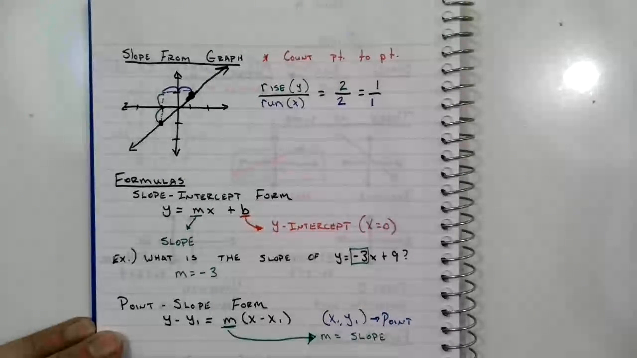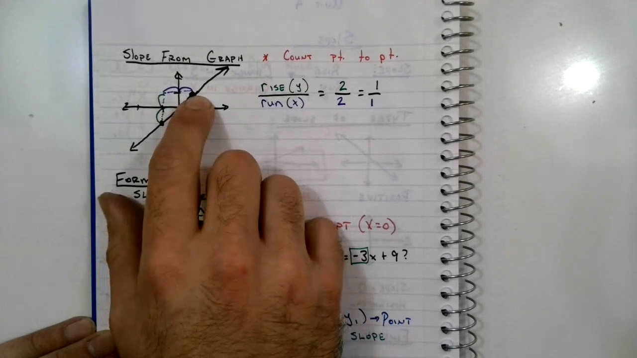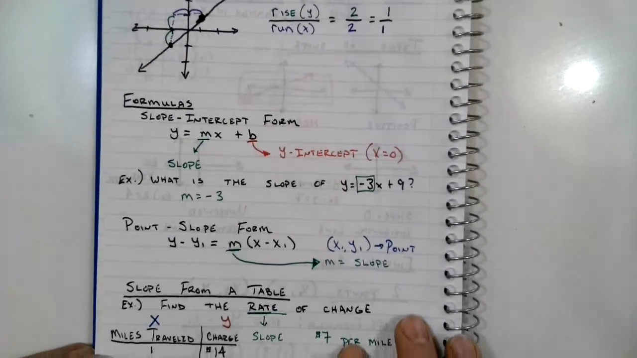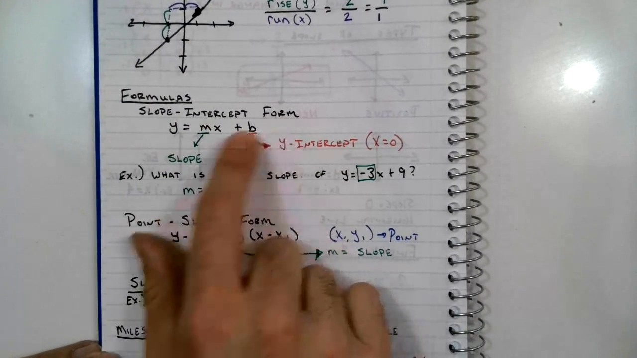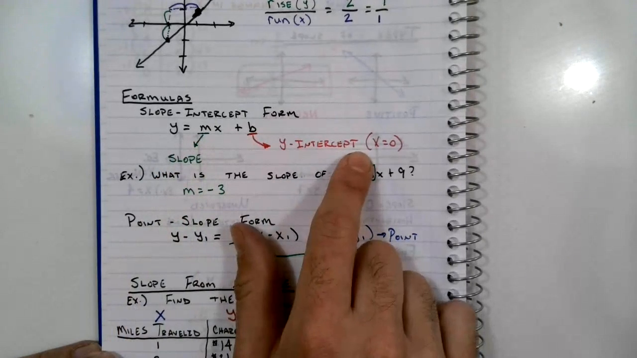Formulas, slope-intercept form, y equals mx plus b. m is slope, b is your y-intercept. Whatever m is, that's the slope. Whatever that number is. If it's y equals 4x plus 2, your slope is 4. That's it. Point-slope form, y minus y1 equals m times x minus x1. Whatever m is, that's your slope.